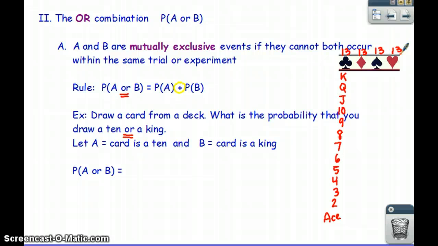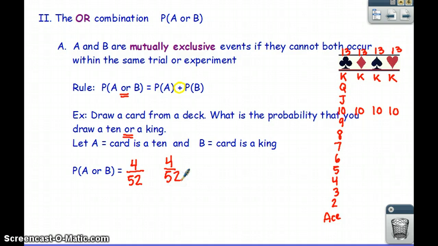So the probability that we pick a 10: there's a 10 of each suit. There's a 10 of clubs, of diamonds, of spades, and of hearts. So there's 4 10s out of the total of 52 cards. The probability that it's a king, once again, there's a king of clubs, of diamonds, of spades, and of hearts.